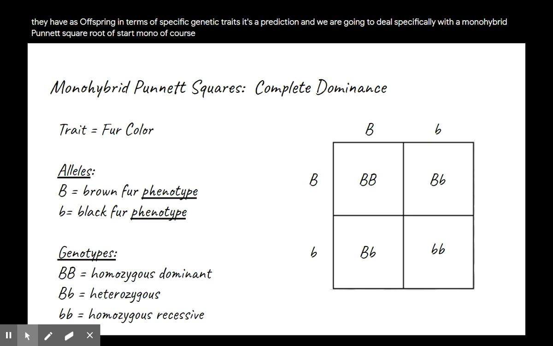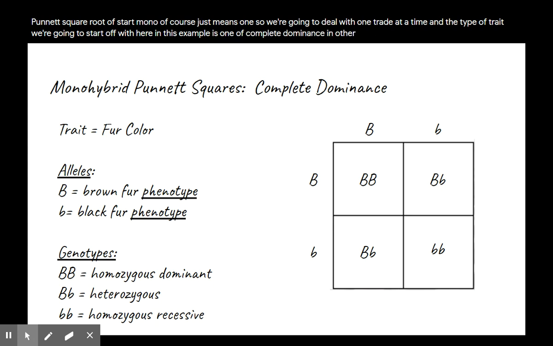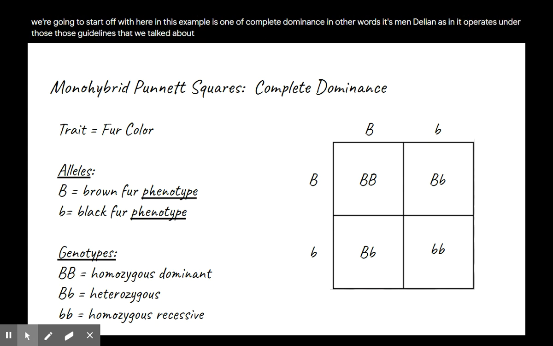And we are going to deal specifically with a monohybrid Punnett square to start. Mono, of course, just means 1. So we're going to deal with 1 trait at a time. And the type of trait we're going to start off with here in this example is one of complete dominance. In other words, it's Mendelian, as in it operates under those guidelines that we talked about. The principle of dominance, where there are 2 versions of any gene, and one of those versions, one of those alleles, completely dominates or masks or overpowers the other.